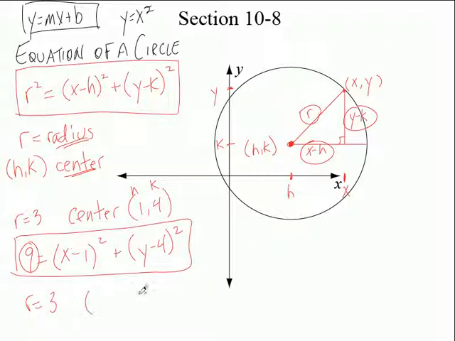And what is the center of the circle? It's going to be what? 1. Even though it's a minus, the center's still 1, isn't it? Because the minus is in the equation. Very good. And then this is going to be a 4. So that's how you would do it.